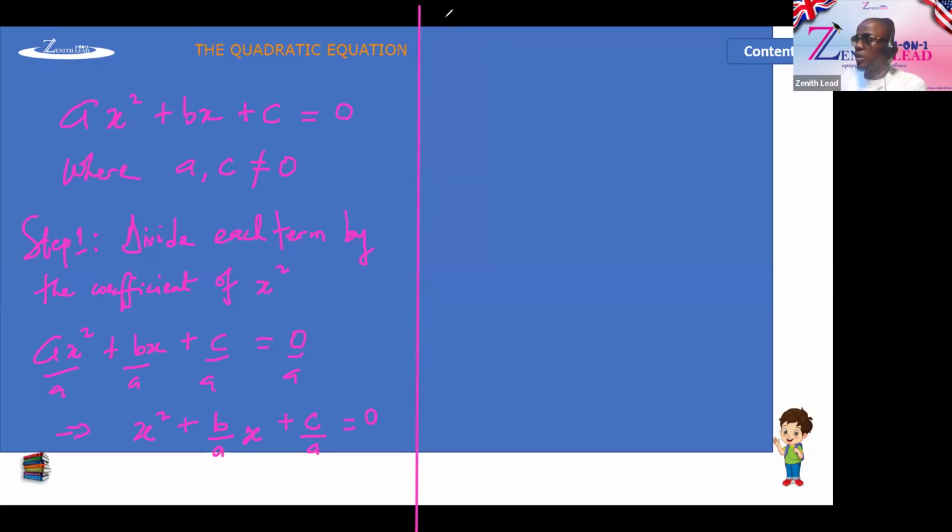The next thing is to rearrange such that we collect like terms. All the values with x stay on the left side of the equation, while the values, or should I say, the value that is constant stays on the other side. This is where we now complete the square.